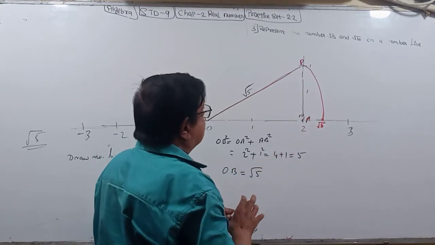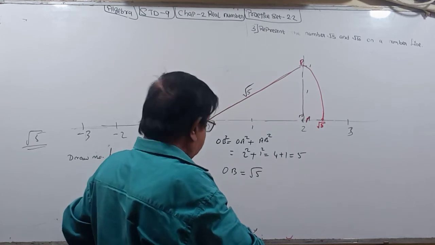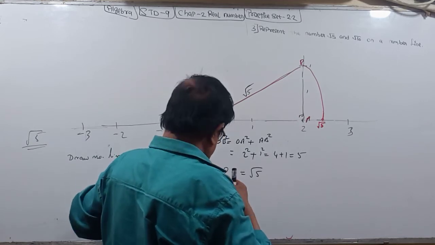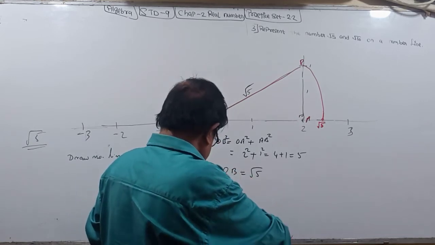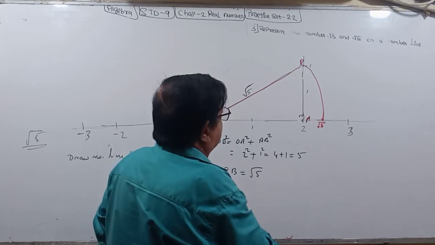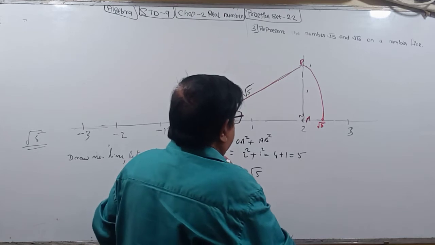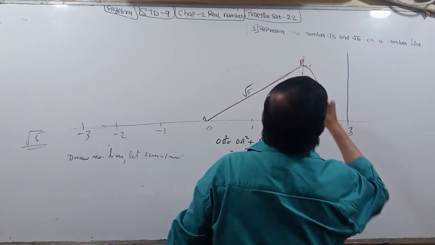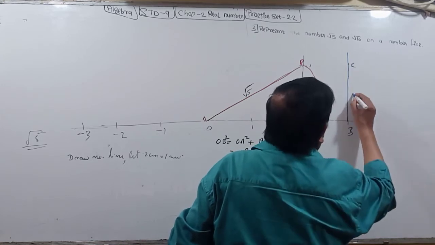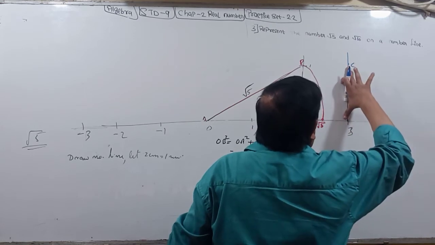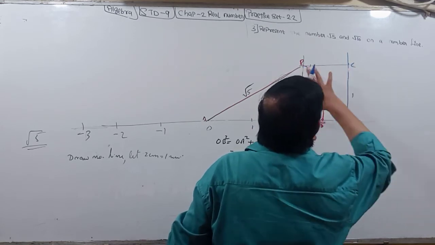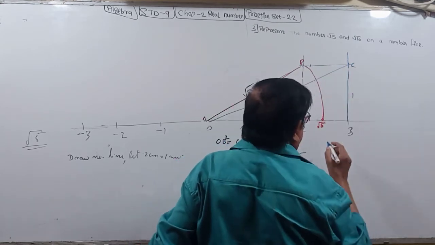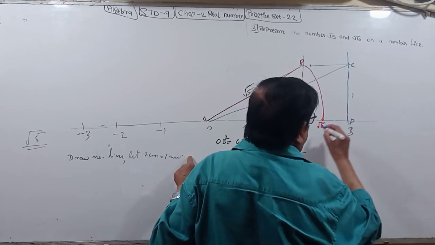Now we want root 10. For root 10, we will start from 3. We will take a perpendicular here. Again, let us put C. This distance is 1. This is 1, this also is 1. Join OC. This point we will call D.